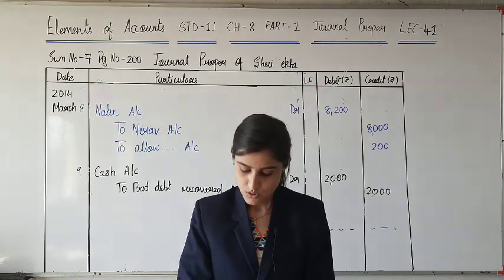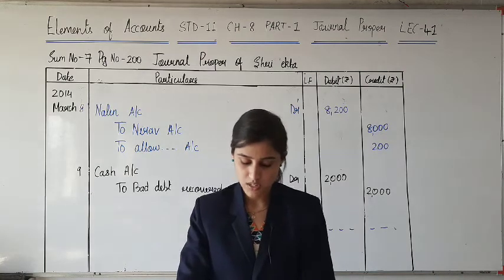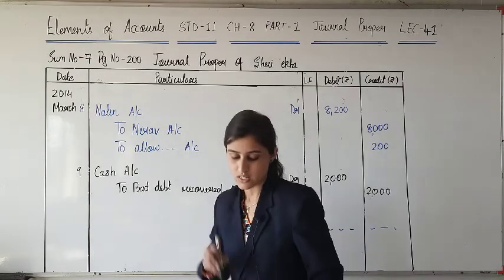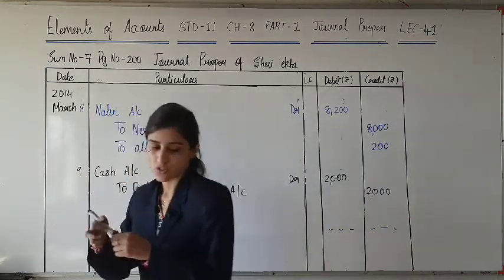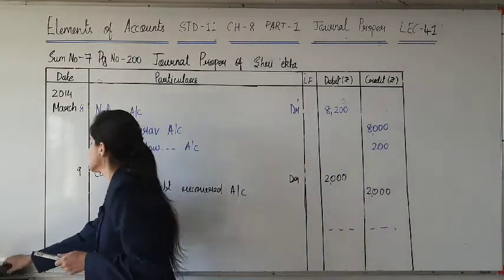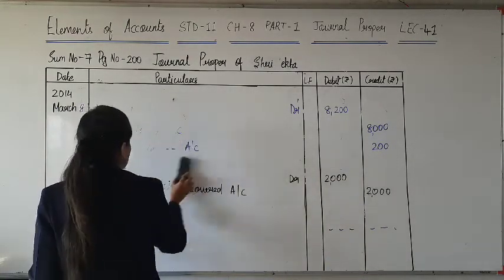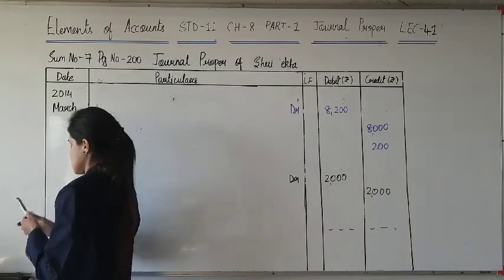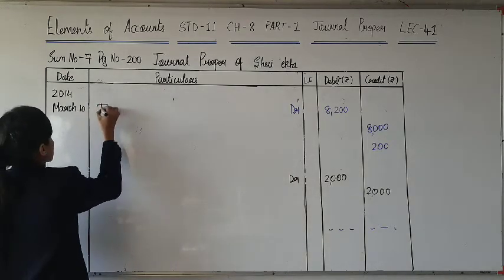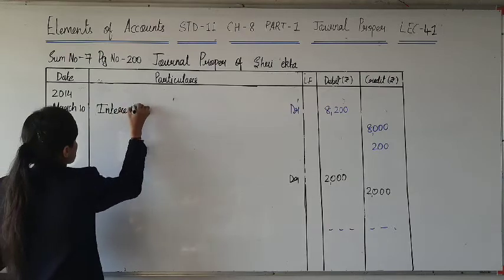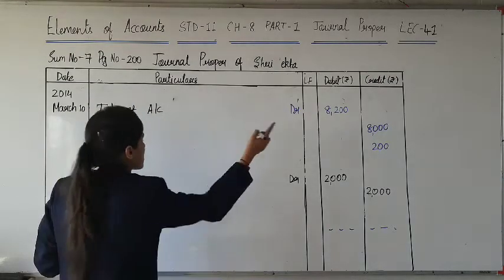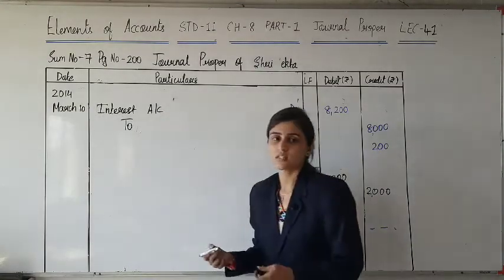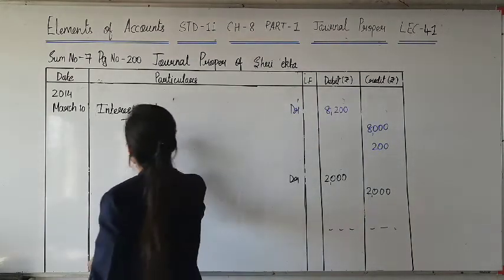So with this we have completed sum number 7, and next we are going to start with sum number 8. Let me just write down the journal entry for the transaction on 10th of March, because I think I have explained it in a hurry. Let me repeat it. Interest is an expense, hence interest account debit. It is payable to Manoj by us. So this is our liability, and liability is always credited.